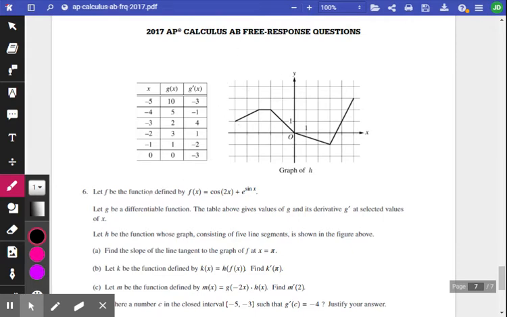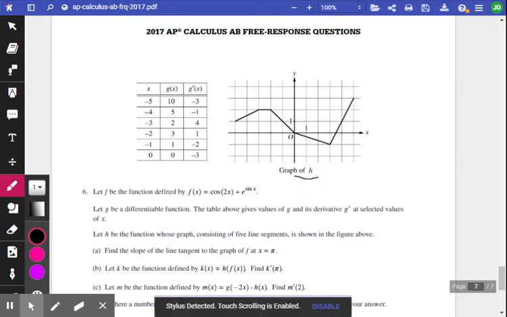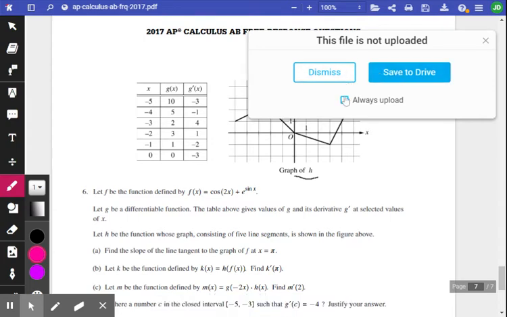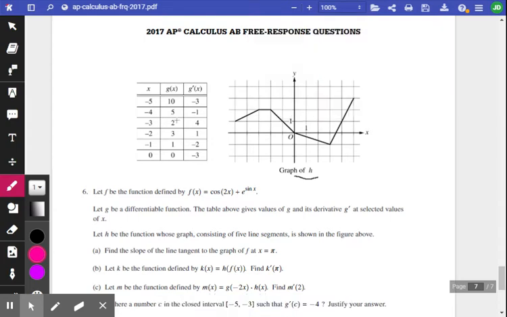Here we go. So they're giving us a whole lot of information. We've got a graph of h. I've got information about g and g prime. I'm told that f is this function, so there's a whole lot going on. Let's start with A. Find the slope of the line tangent to the graph of f at x equals pi.